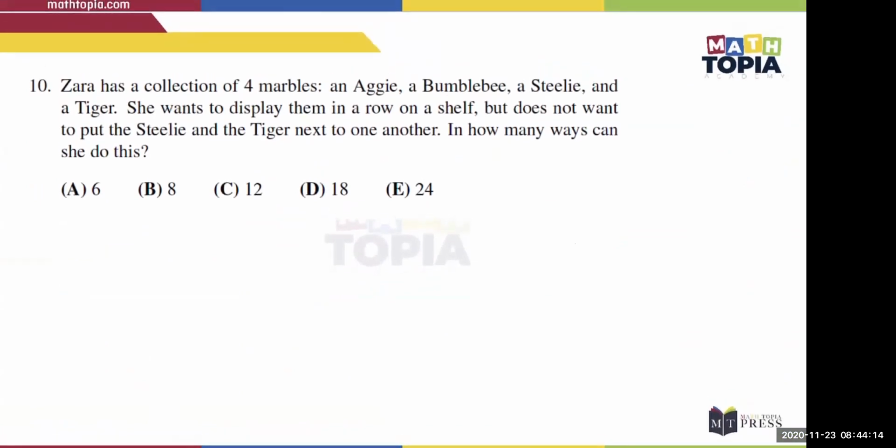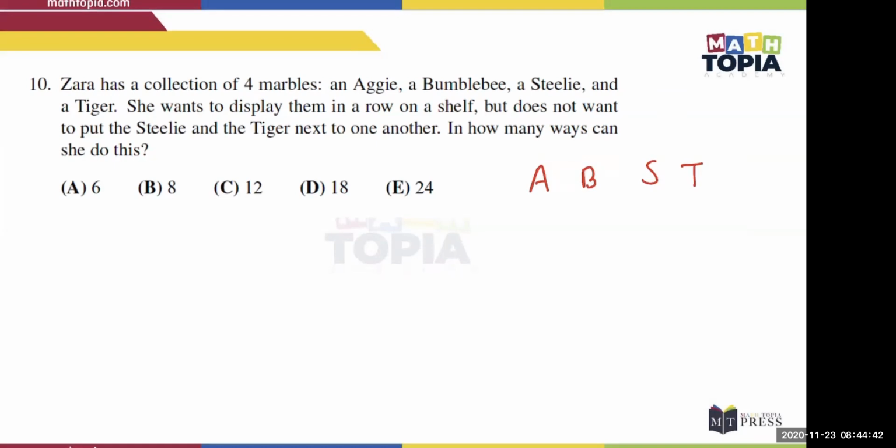So let's say number 10. Ava, can you read out the question, please? Zara has a collection of 4 marbles: an agate, a bumblebee, a steely, and a tiger. She wants to display them in a row on a shelf, but does not want to put the steely and the tiger next to each other. In how many ways can she do this?